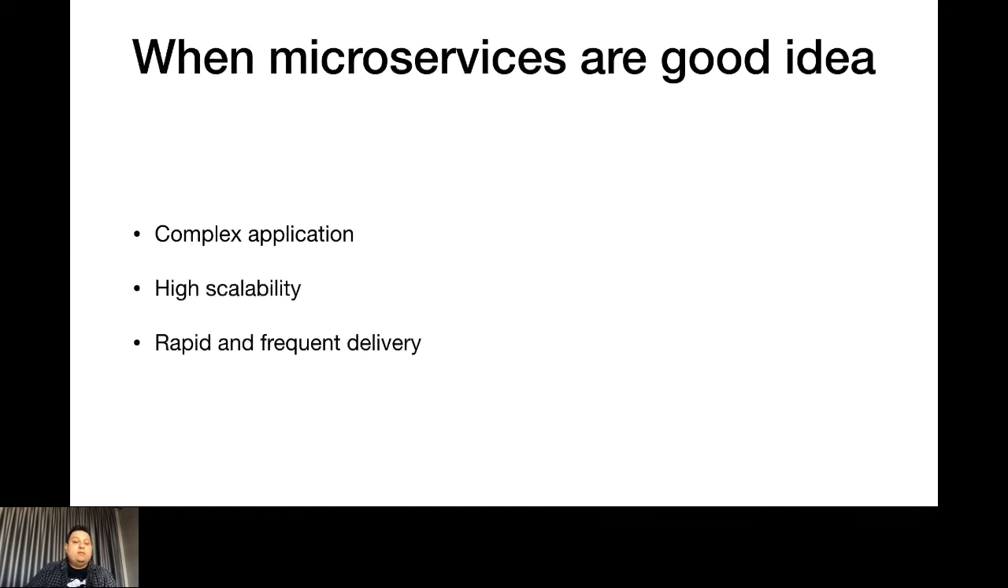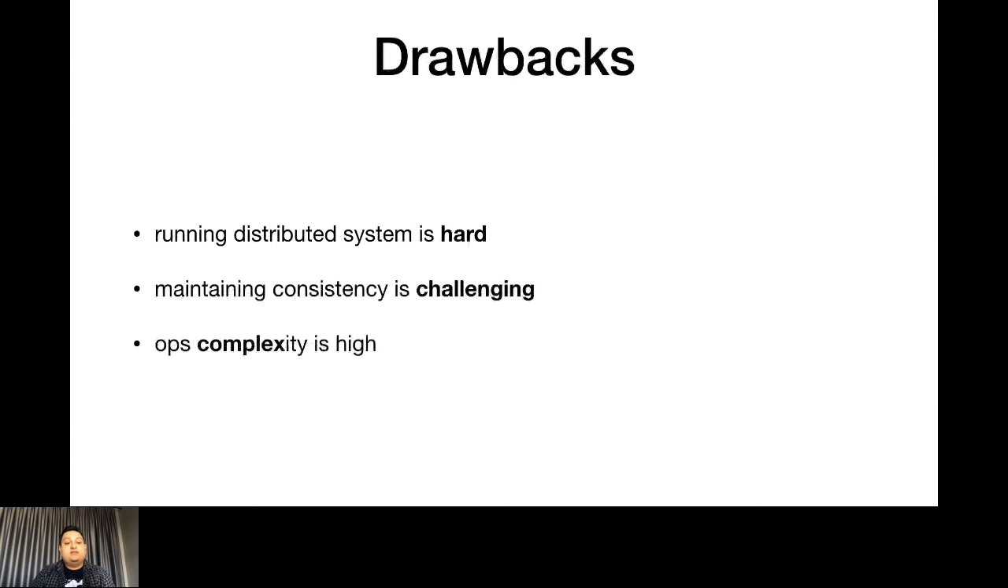So what are the drawbacks of microservices? First of all, if we are going for the microservice architecture, then we are running a distributed system. And running a distributed system is very hard because we have no single instance of the application. So it's very hard to debug, monitor, and even difficult to orchestrate. Also, maintaining consistency is very challenging because when we have a contract between the services, keeping it consistent between all the related instances may be difficult.